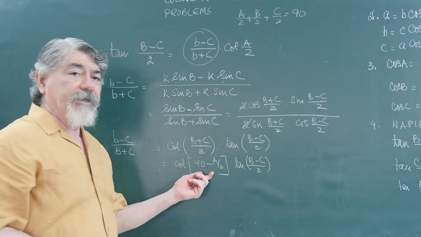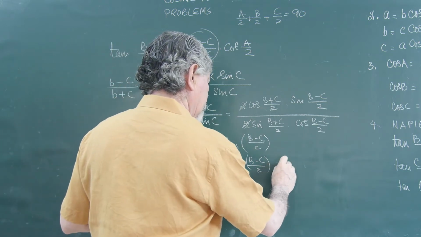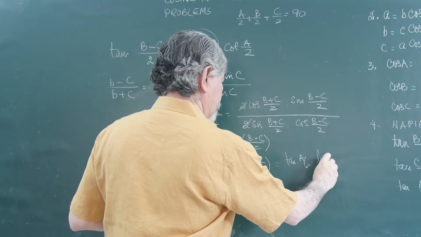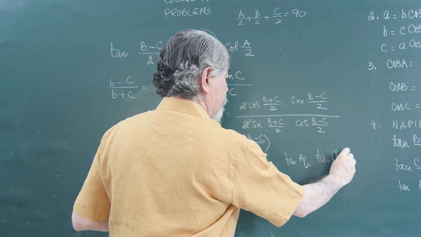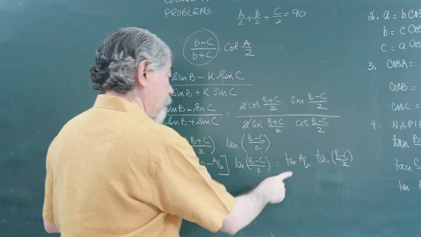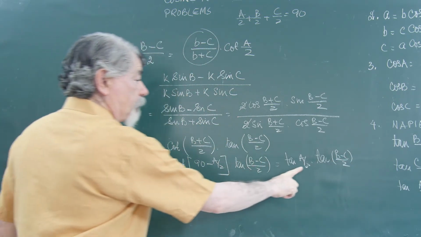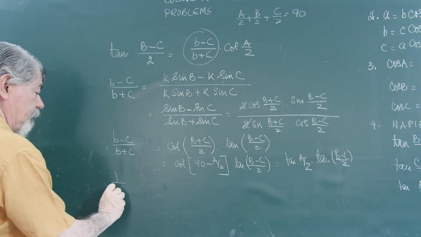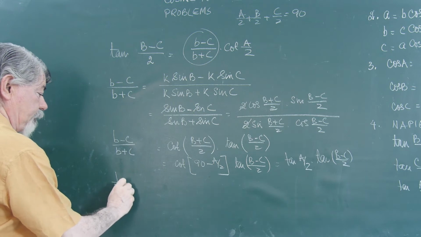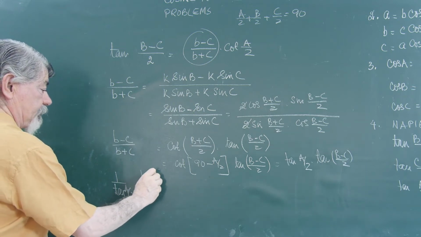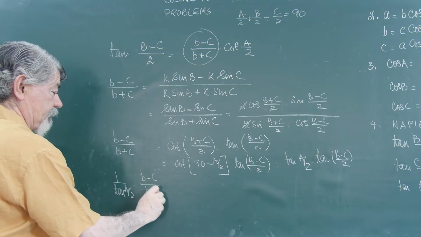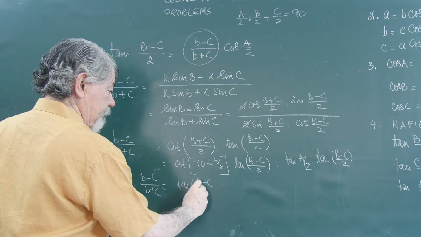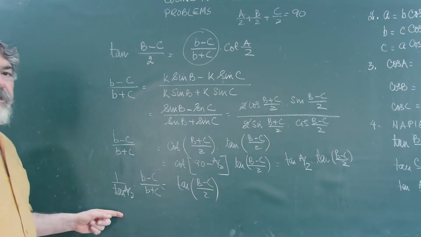Now cot(90° − θ) will be tan θ. So cot((b+c)/2) will be tan(A/2), and it will be tan((b−c)/2). Now this tan(A/2) can be brought to this side. It will become 1 upon tan(A/2) times (b−c)/(b+c) is equal to tan((b−c)/2). 1 upon tan θ is cot θ.